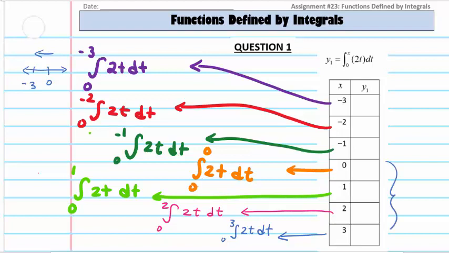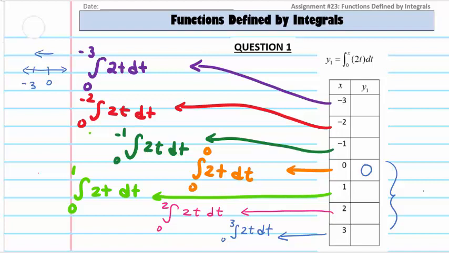0 to 0, well, how much area has been accumulated there? Not a whole lot of area. As a matter of fact, no area has been accumulated, so we might as well fill that in. But for x equals 1, 2, and 3, we're traveling from left to right, and therefore areas above the x-axis are considered positive and accumulated as such, and areas below the x-axis will be accumulated as negative areas.